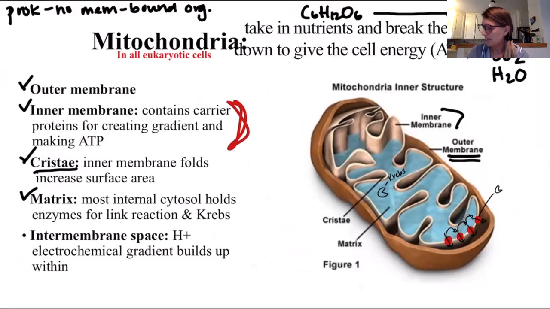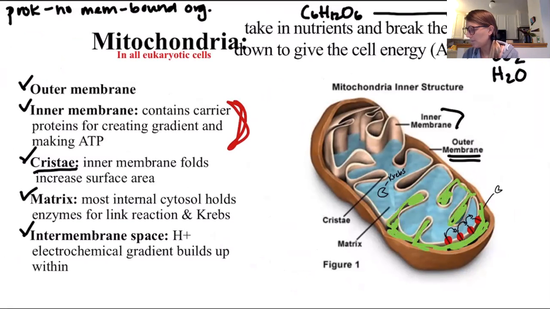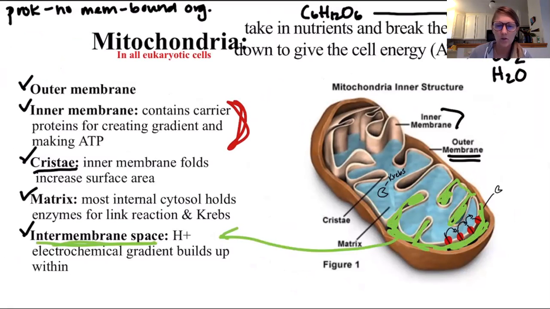And then lastly, there is this space between the two membranes. I'm going to color that in light green here. So there's this space between the outer membrane and the inner membrane, and that is called the intermembrane space. What we're going to see is that the intermembrane space is where the hydrogen electrochemical gradient is going to build up, between the inner membrane and the outer membrane.